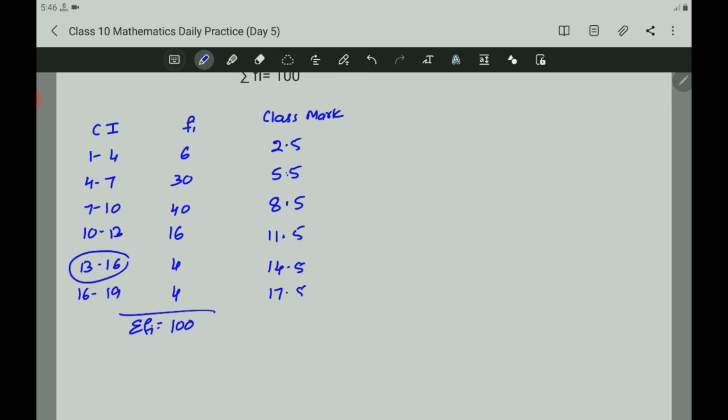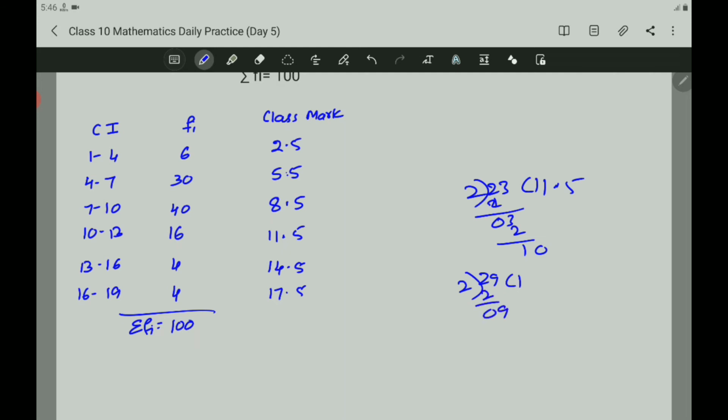If you are having doubt, you add and divide. Here, 10 plus 13 is 23. 23 divided by 2: 2 ones are 2, 0. And 2 ones are 2, 1 is remaining, so 0.5 you will get. Similarly, 13 plus 16, 29. 29 divided by 2: 2 ones are 2, 0. 9, 2 fours are 8, 1.5. Like this way, add the lower limit and upper limit and divide the sum by 2.